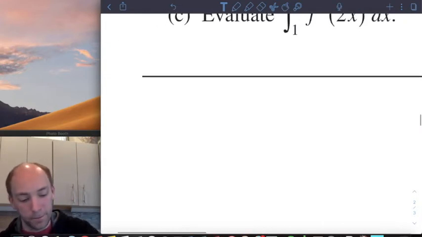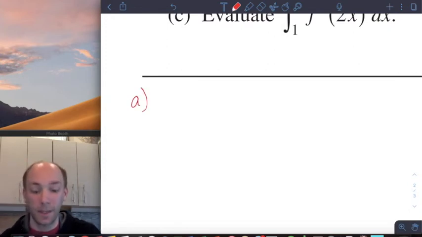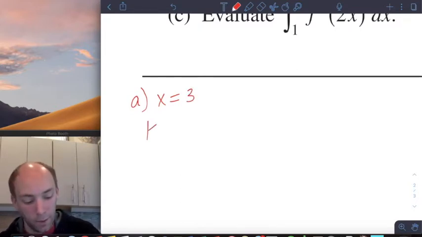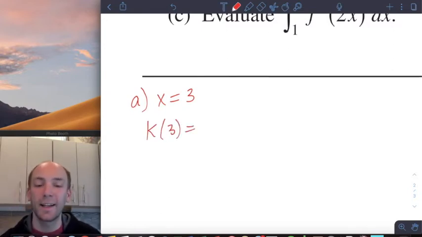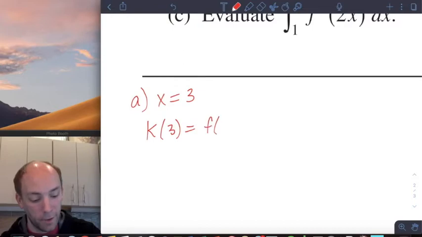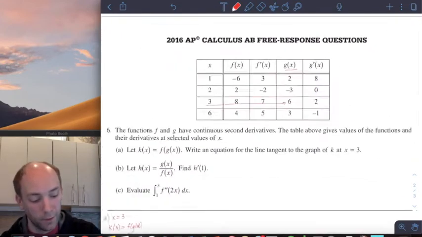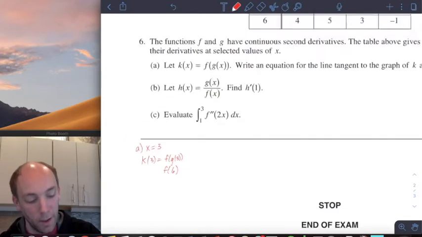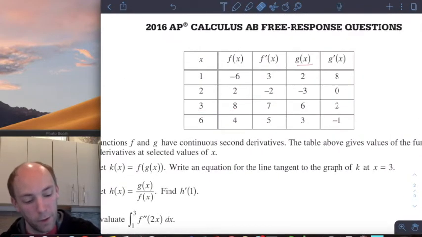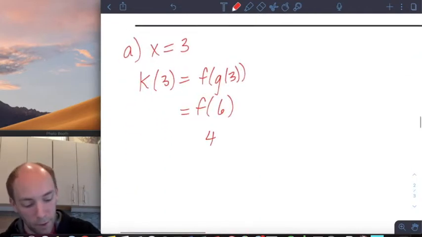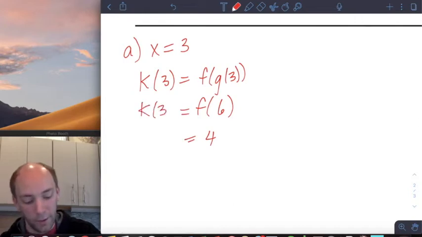For part A, in order to write the equation of a tangent line, I need an x value. In this case, it's 3. Then we find a y value by plugging 3 into k, so f of g of 3. First we'll find g of 3. g of 3 is 6. So f of 6 now. Remember how to use your tables. f of 6 is 4. So k of 3 is 4.